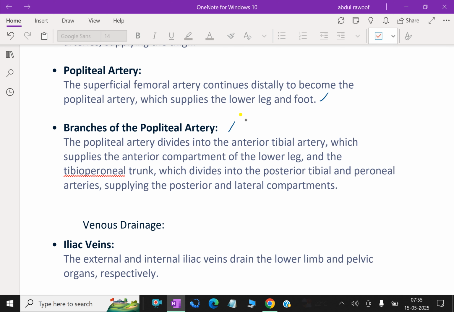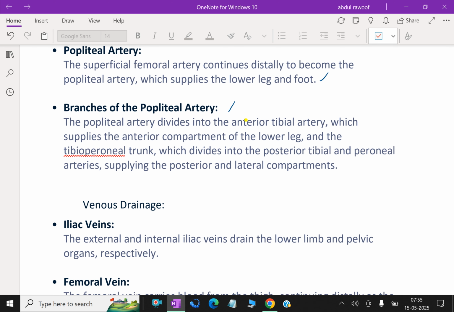Branches of the popliteal artery. The popliteal artery divides into the anterior tibial artery, which supplies the anterior compartment of the lower leg, and the tibio-peroneal trunk, which divides into the posterior tibial and peroneal arteries supplying the posterior and lateral compartments.